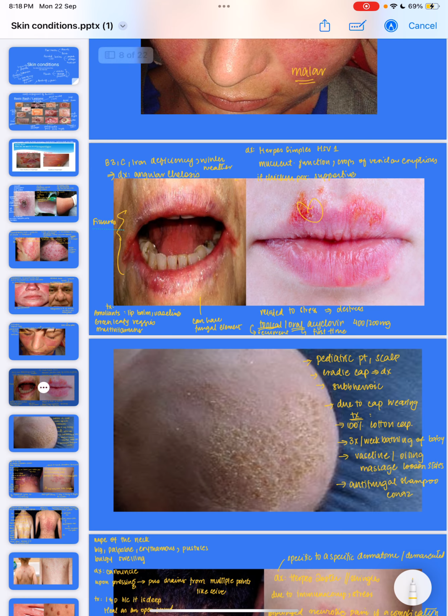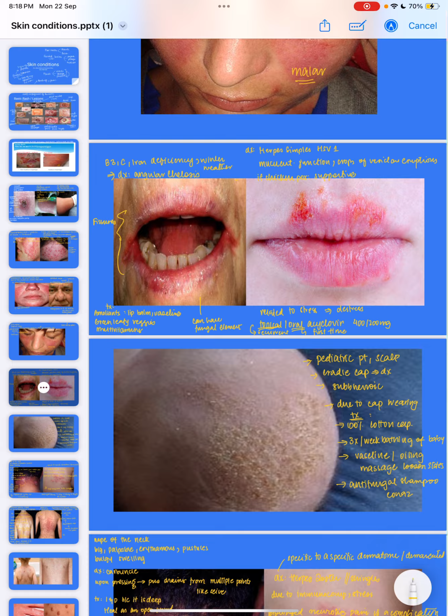So we know that this is herpes simplex. Herpes simplex में अगर हम इसको describe करें तो it's at the mucocutaneous junction. It's crops हैं, crops of vesicular eruptions, ठीक है. In जैसे chicken pox में ये होता है, इसका supportive treatment होता है.